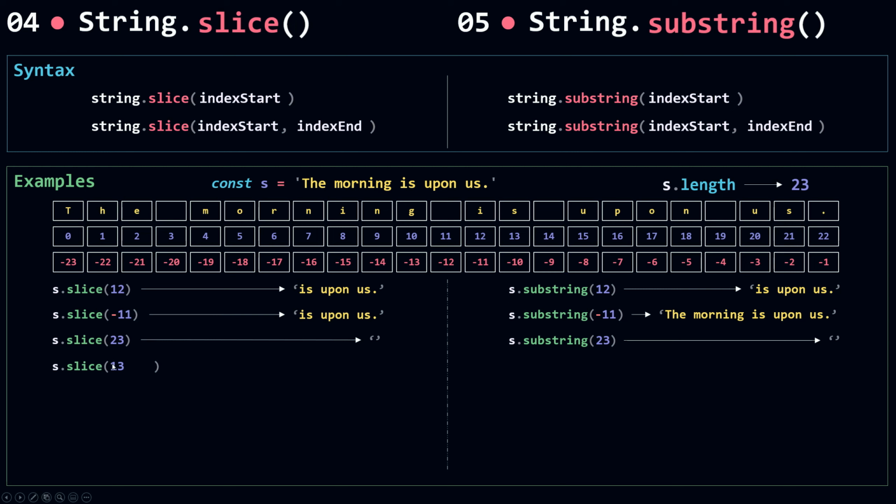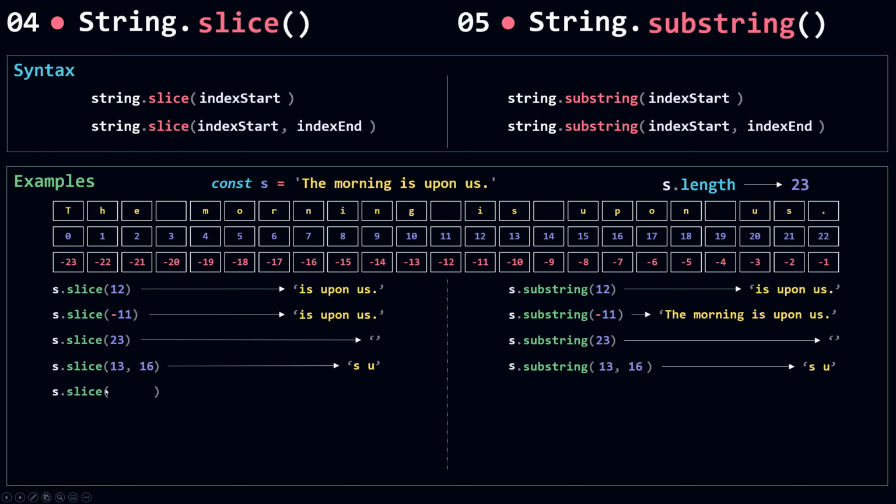So I'm going to pass 13 and 16, random indexes. So slice here will go and start from 13. 13 is included, but 16, the indexEnd, is not included. So I will get just s, the space, and u. And now for the substring, it's going to be the same thing. So it's going to start at 13, but it's not going to include 16. So we're going to get the same result.